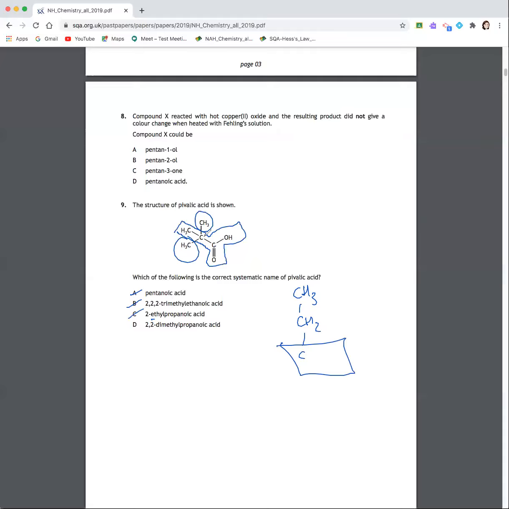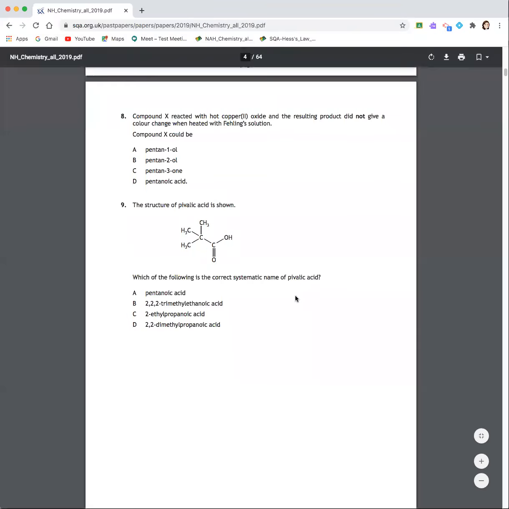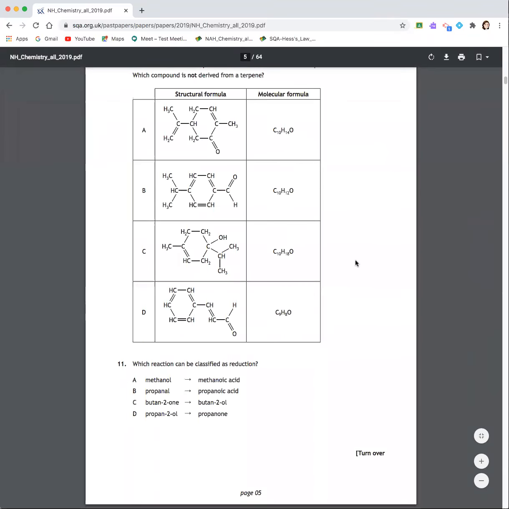And the branches are both on carbon 2. So remember, you have to number from where the functional group is. That'd be carbon 1, 2, 3 in the main chain. So it's diethyl propanoic acid because there are 2 ethyl branches. So D is our answer there. So then if we scroll down to question 10.